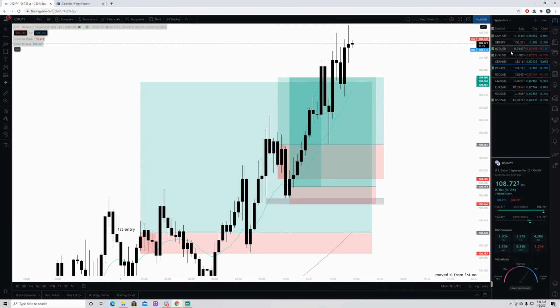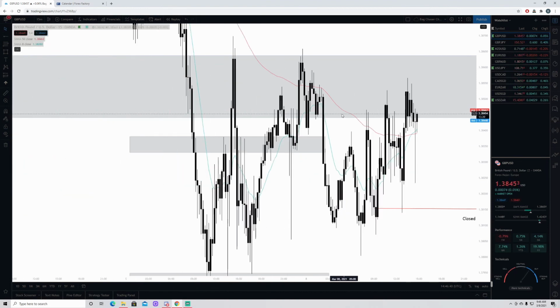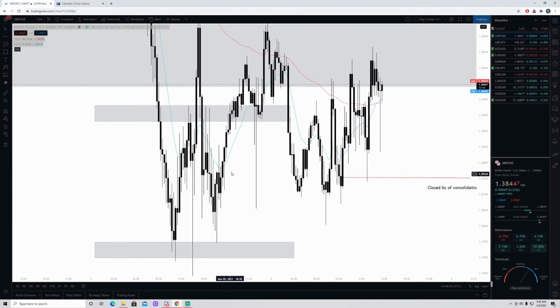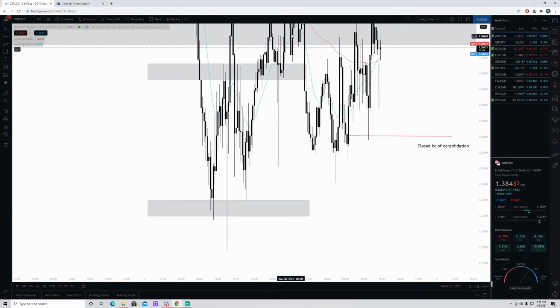And I took a win on GU. So as you can see right here on the 15, I will go to the 4-hour and show y'all, but you can really see it on the 15 anyway. You see how it broke through this level because we're on a downtrend. It broke through this level, retested it, and headed back down.